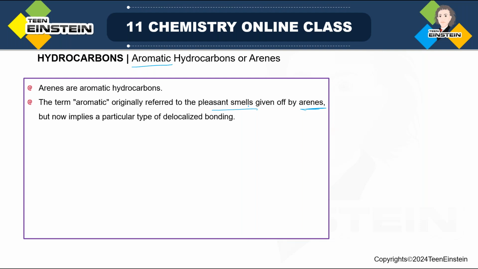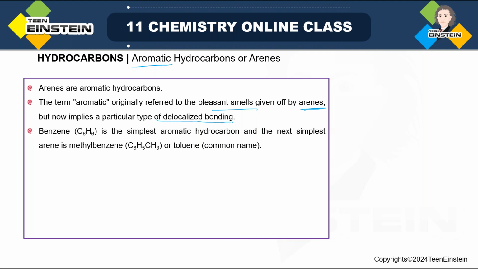But nowadays the actual modern concept is that the term aromatic is no longer because it gives a pleasant smell. It now implies a particular type of delocalized bonding. Delocalized bonding means the double bond electrons, that is the pi electrons, shift their positions, and that is the delocalization. When we use the term aromatic, there is also delocalization of electrons. So it is a special type of delocalization, and the property itself is called aromaticity.